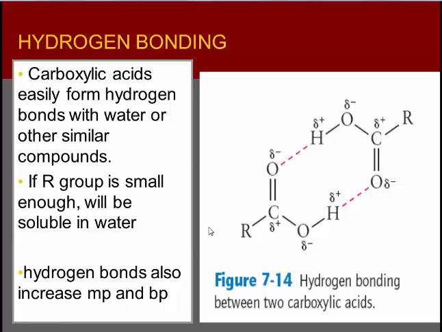If R has 7, 8, 10 carbons in it, it's going to be much less soluble in water because there'll be a lot of carbons for only the one OH group. And these hydrogen bonds between carboxylic acids can increase the melting point and the boiling point. They increase the strength of the intermolecular forces. Therefore, the energy required to melt or boil a compound is increased.